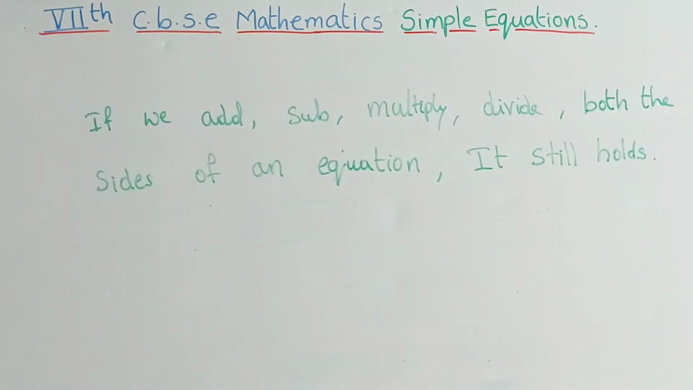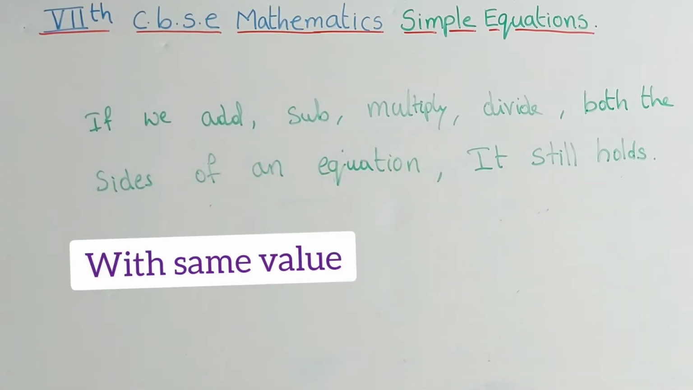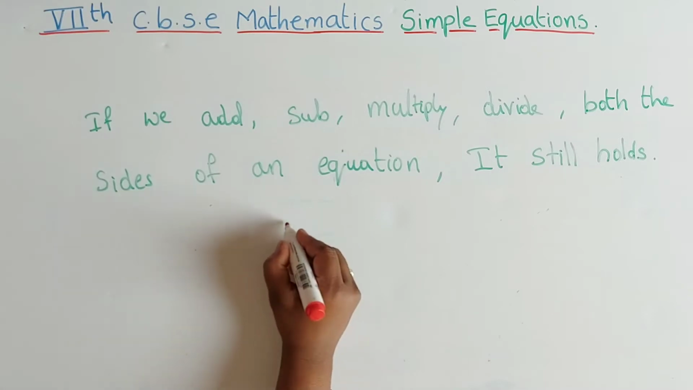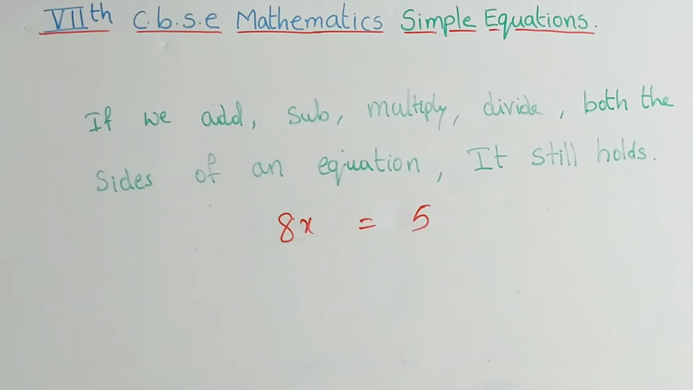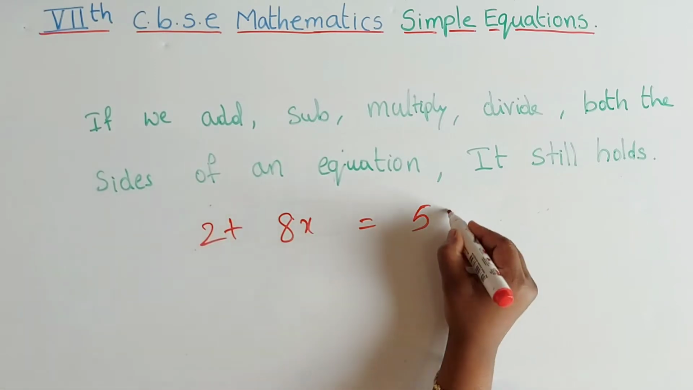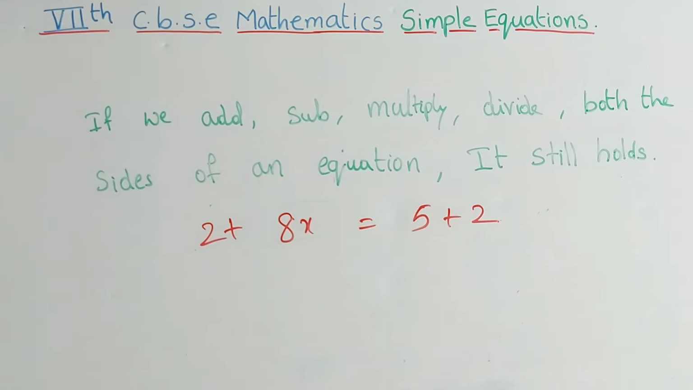If we add, subtract, multiply, divide both the sides of an equation, it still holds. That means, see, 8x equal to 5, children. Here I have an equation. I can add plus 2 here and plus 2 here also. Then there is no change in this equation.